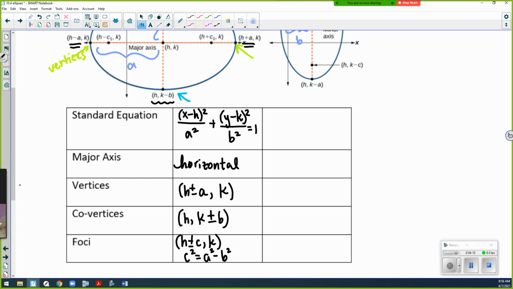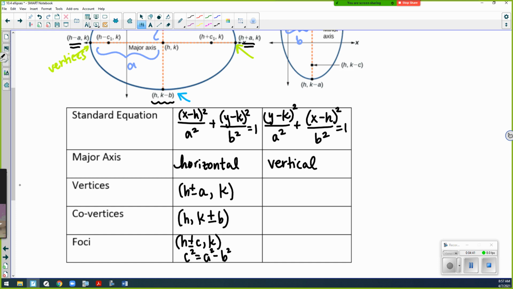Let's go ahead and zip through filling in the vertical orientation. So if your major axis is vertical, then you're going to have something like this: (y minus k) quantity squared over a squared plus (x minus h) quantity squared over b squared is equal to 1. And honestly, if you wanted to put the x part first and the y part second, that's fine. Just keep in mind that your larger value has to be under the y if you're oriented vertically.